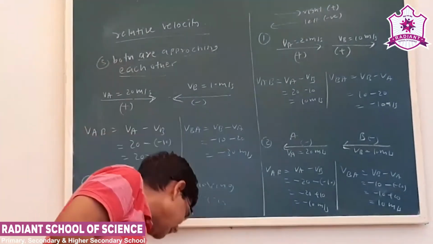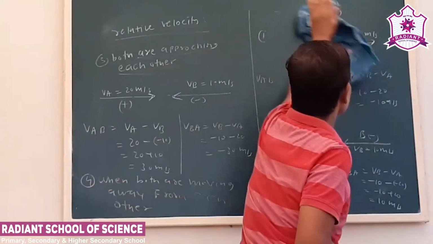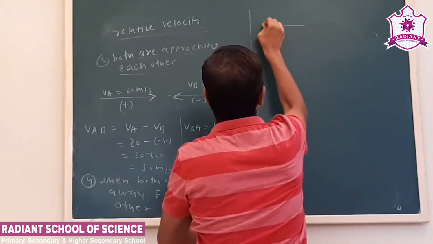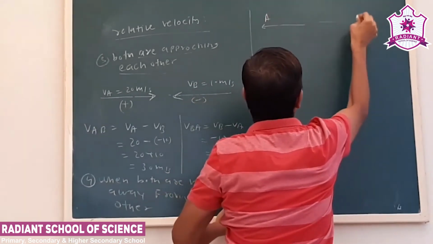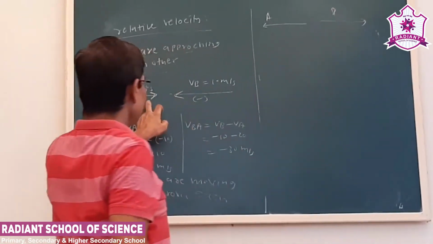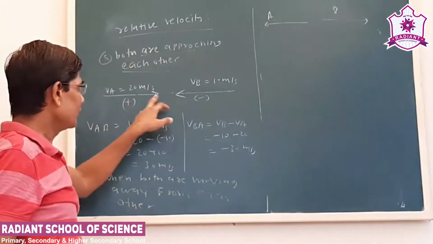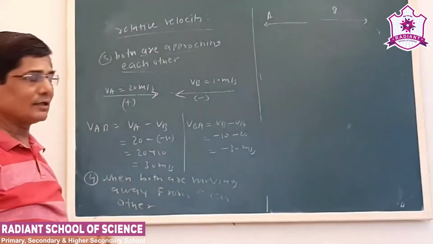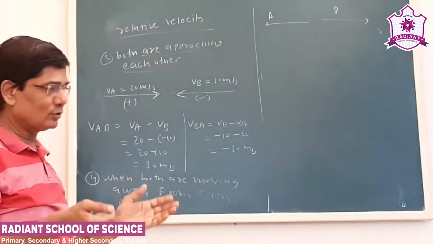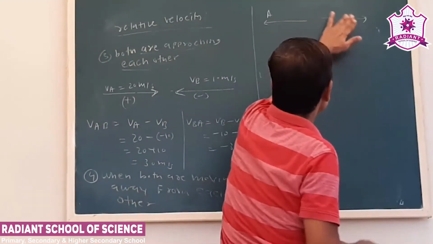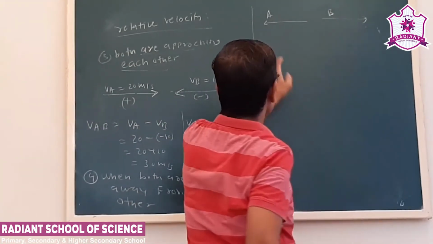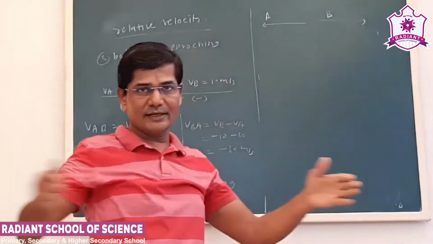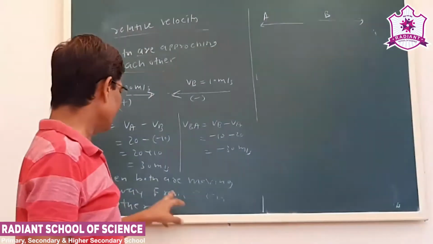Here we can consider a similar situation. See, our A moves in this direction. See, here also they are moving in opposite direction, but they are approaching each other. That means they are coming near to each other. Here also they move in the opposite direction, but see they are receding or moving away from each other.